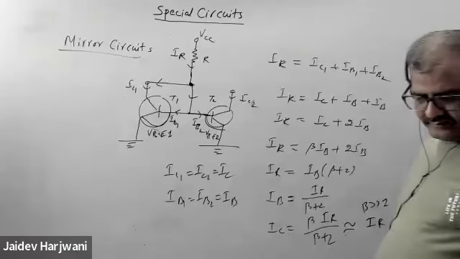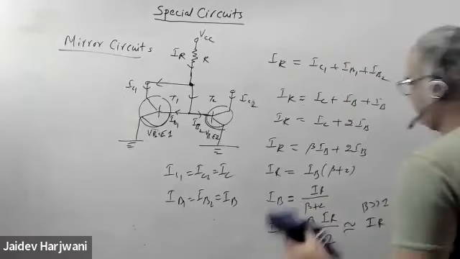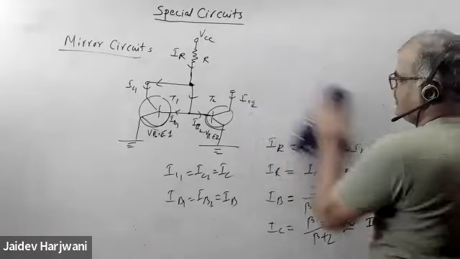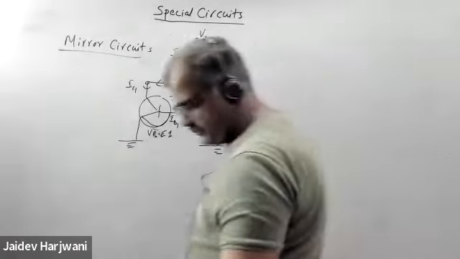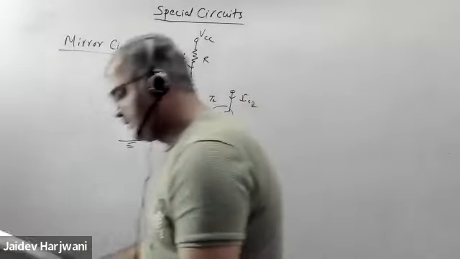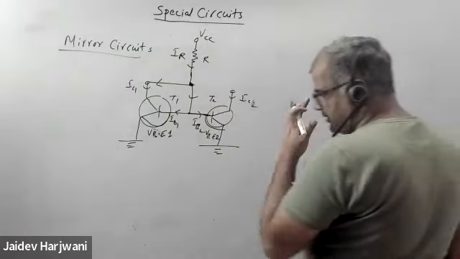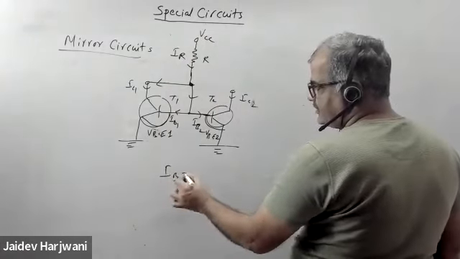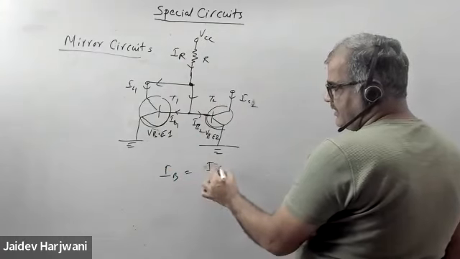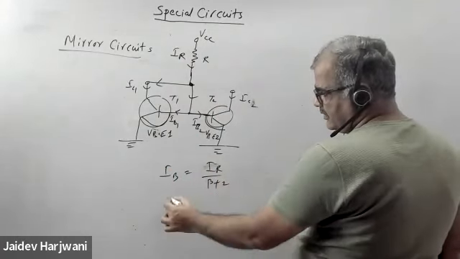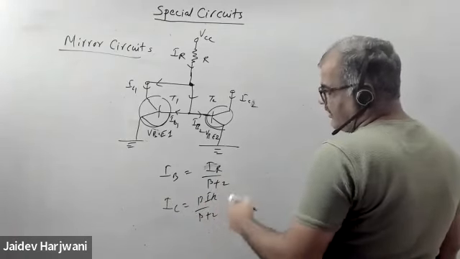Any confusion? So if there is no doubt, okay, let us solve some problem based on this one. Now once you know this, just now I told you your IB will be simply IR upon beta plus 2, and IC will be beta times IR upon beta plus 2. And now you want IR.